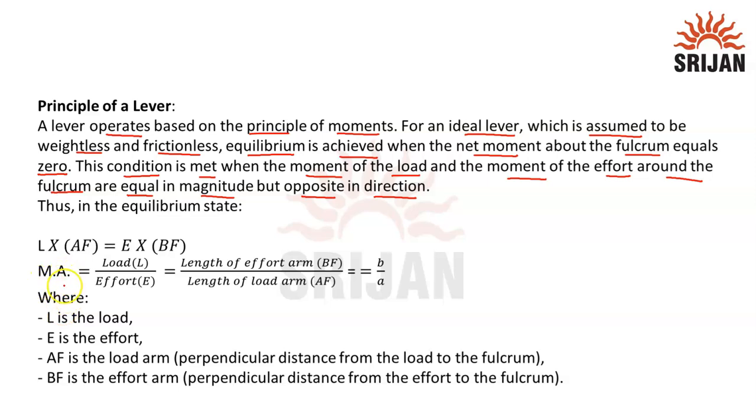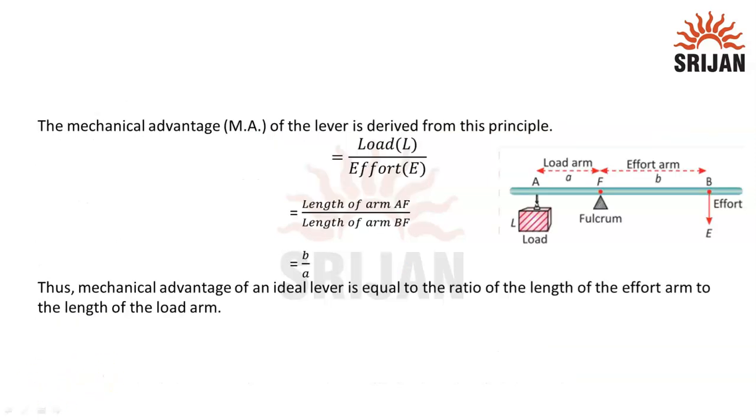Now we know that the mechanical advantage is the ratio of load to the effort, which is equal to length of effort arm to that of length of load arm. This is equal to P by A. Here L is the load, E is the effort, AF is the load arm, while BF is the effort arm. Mechanical advantage of lever is derived from the principle which is equal to load by effort, which is equal to length of arm AF upon length of arm BF, which is equal to B by A. The mechanical advantage of an ideal lever is equal to the ratio of the length of the effort arm to that of the load arm.